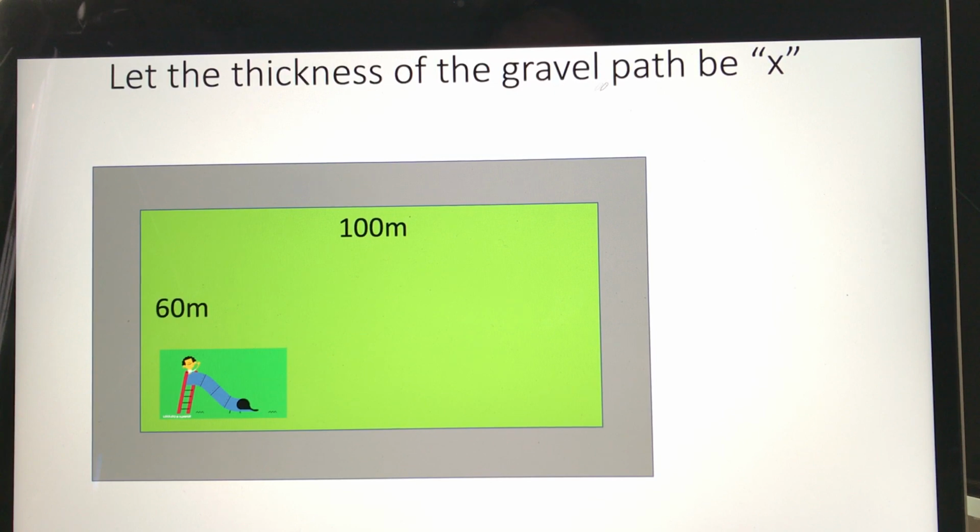So let the thickness of the gravel path be x. And we're going to make sure that it's the same thickness all the way around. So I'm going to add x here in terms of the gravel path. I'm going to make this go a thickness of x, that down there, and that side over there.